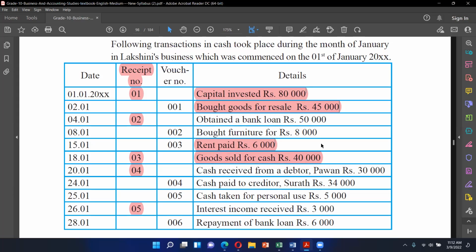Cash account debit 40,000, purchases account credit 40,000. Purchases, sorry. It says sales account credit 40,000. Clear? Yeah. When you sell goods, you receive cash. So you receive cash, cash account debit, and some other account will get credit. Now you are selling goods, so the double entry is credit sales 40,000. Clear? Yes. 20th January, Mehansa.